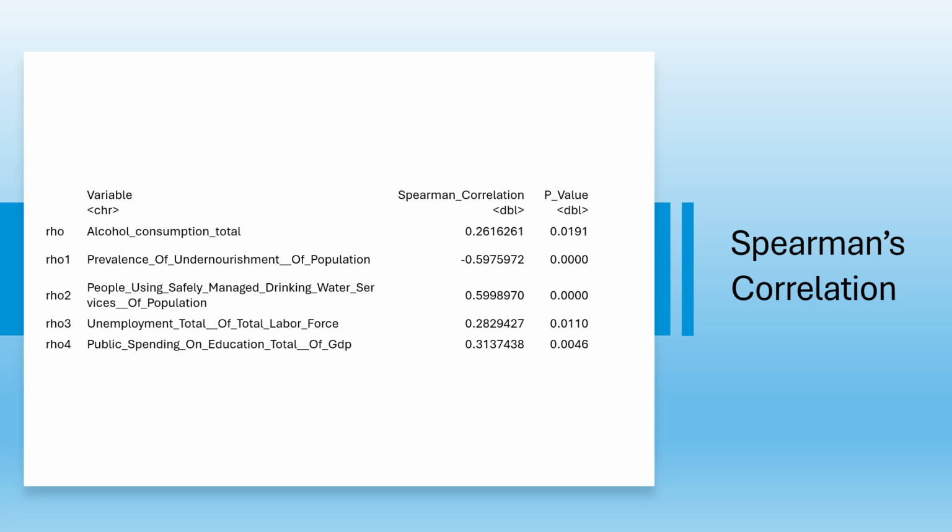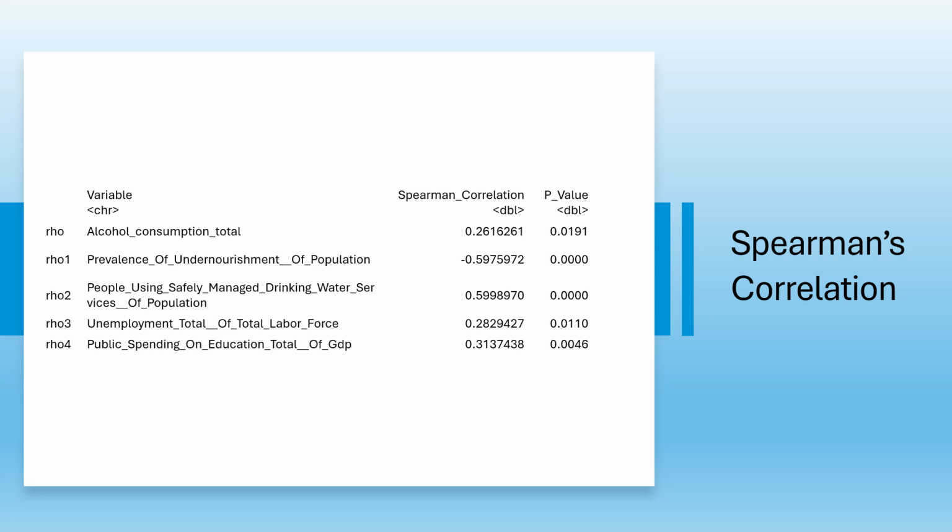This one is odd here, rho one, with prevalence of undernourishment of population. It suggests that as the population is more malnourished, that they're less depressed, and that is something that doesn't really make sense to me. The only thing I could think of is that the people responsible for reporting data either don't have sufficient data from their citizens, or they are not reporting that data accurately.